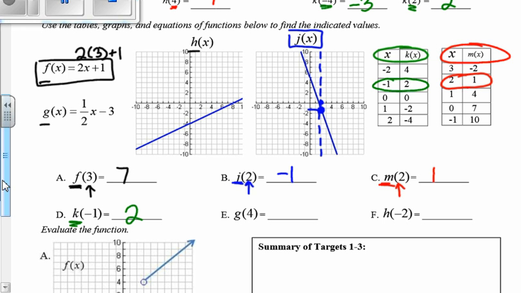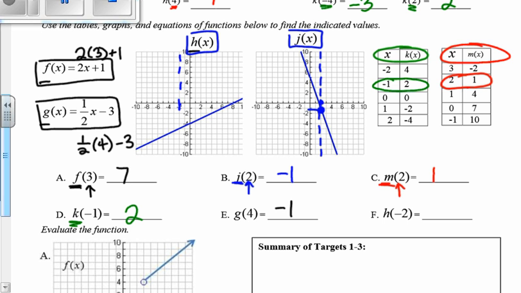Alright, now we have the g function. So I'm looking for the g function. It's over here. Our input value is 4, so I'm going to plug in a 4 for x. And if I simplify that, I get negative 1. And then the last one we have is h of negative 2. So I'm going to find the h function, which is the first graph. Here's the x value of negative 2. So again, I just like to make a vertical line and see where it bumps into the actual graph, and your answer is the y value. So the y value there is negative 5.